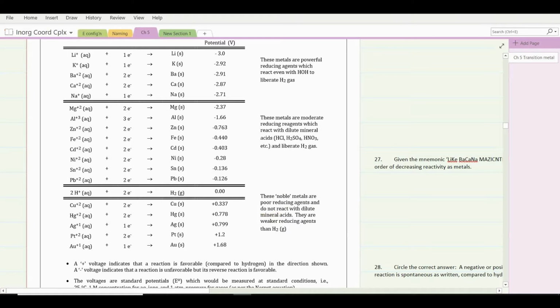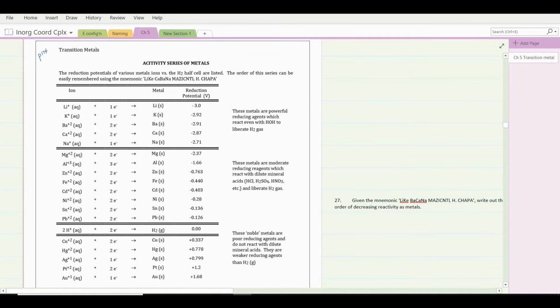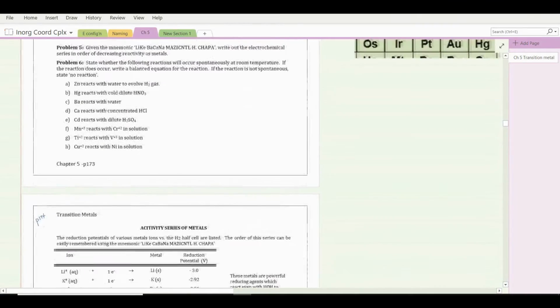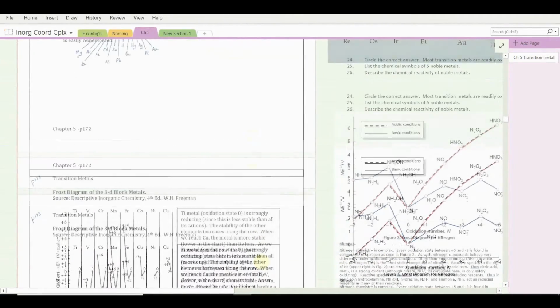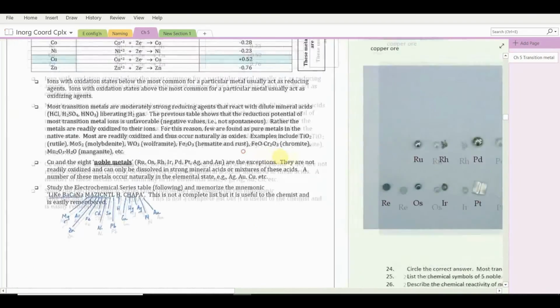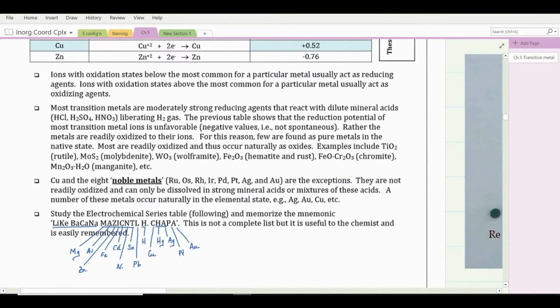For example, mixtures of nitric and sulfuric acid together make something called aqua regia, which is a very strong acid and can dissolve some of these elements like platinum and gold. With that in mind, let's return to page 172. And we'll say a little more about this. So there are the noble metals that resist oxidation. They are not good reducing agents.